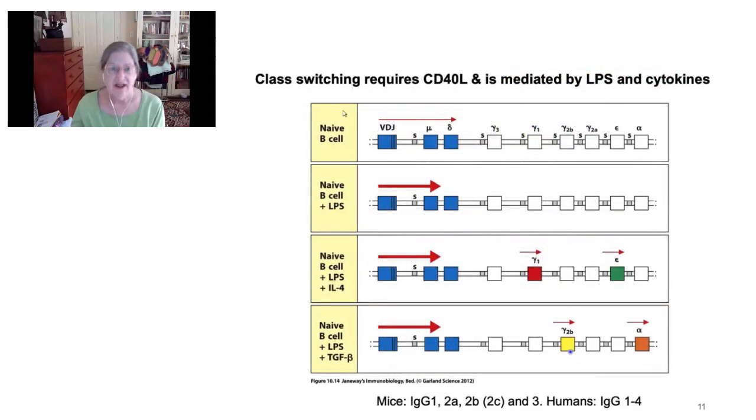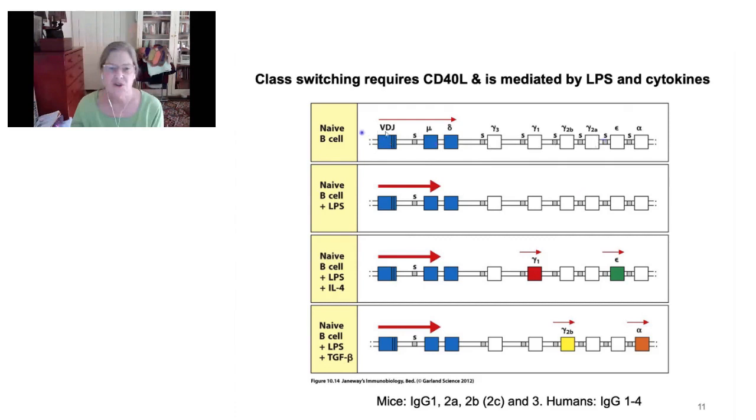Class switching requires signaling by CD40 ligand from the TFH cell, and also either cytokine and or LPS and other signals. That's signal 3, this is signal 2, we've talked about before. And depending on what the cytokines are, you're going to have different class switching happening. If it's just plain old LPS, you're just going to have kind of IgM production pretty much. And this is the constant region of the genome here.